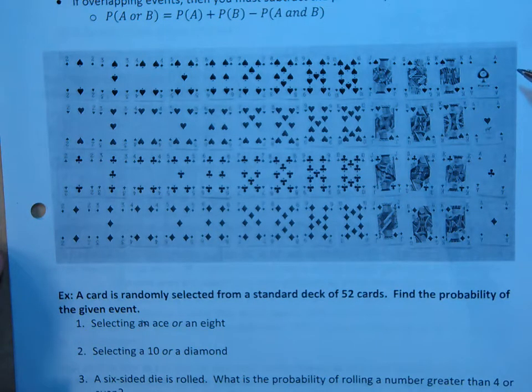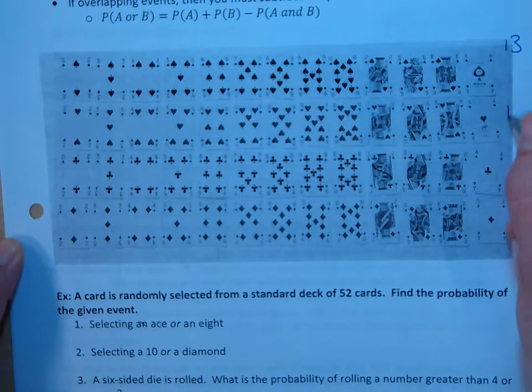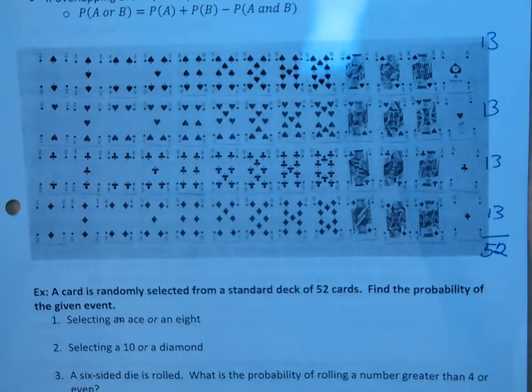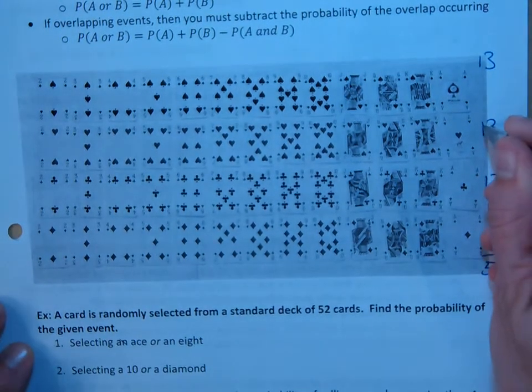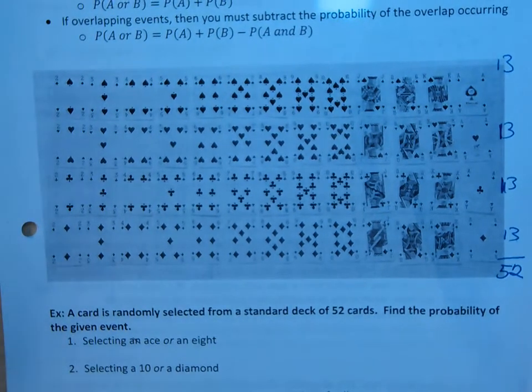There's 52 total. How many in each suit? 13. So also make a note of that. There's 13 in each suit, right? 13, 13, 13, and 13, and they add up to 52 without jokers. How many are red? 26, right? Or one half. 26 out of 52 are red, since there's 13 of each suit.